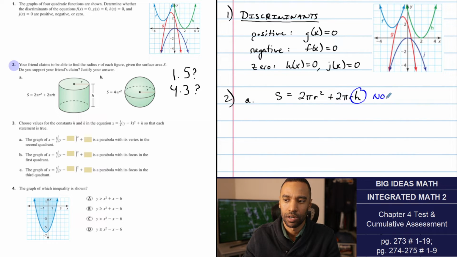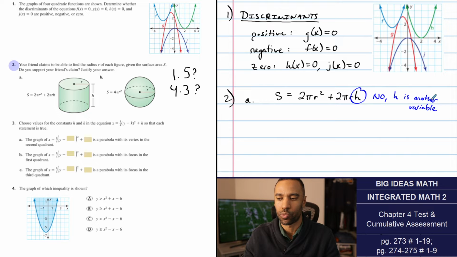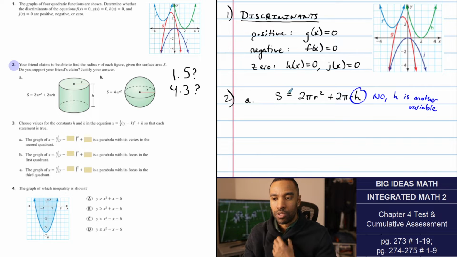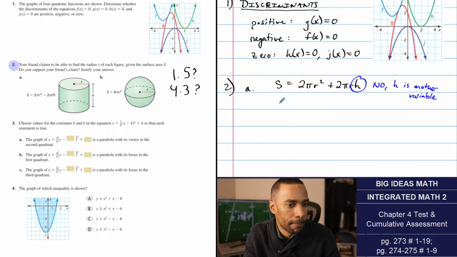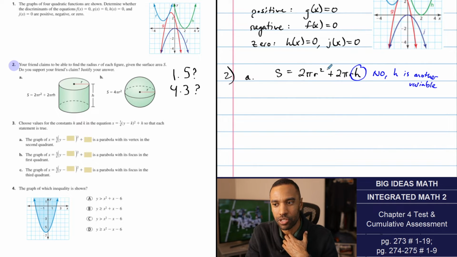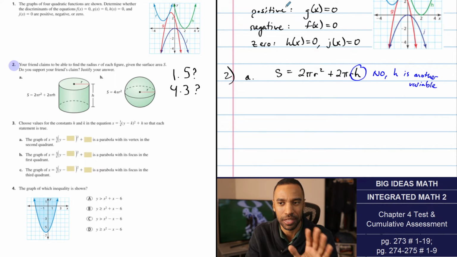No. H is another variable. Not unless you could somehow rewrite r in terms of h. If you find out the radius was twice the height or something like that, or unless they were given the height. So no. That's kind of it. Unless you want me to dive more into the whole when you get r by itself, I don't think I need to dive into that.